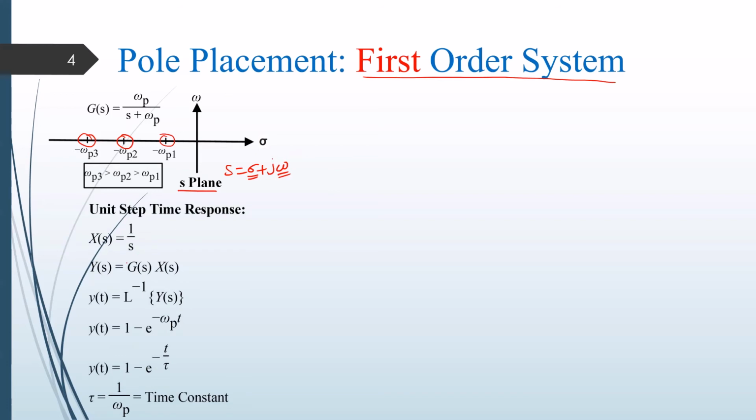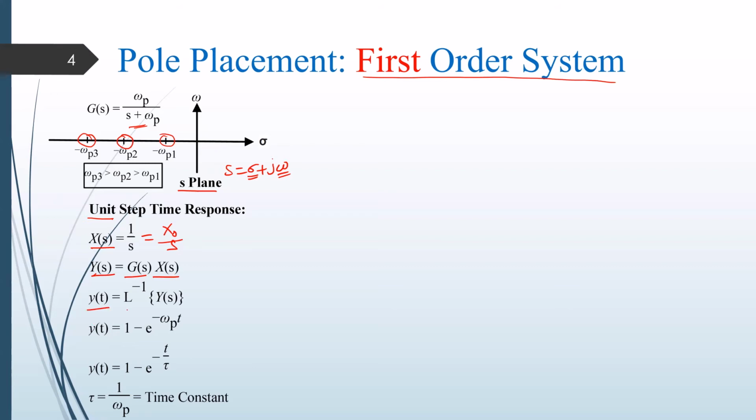Now let's see the step response of this first order system. The step response you can simply obtain by writing X of s as some constant over s. So here I have done the unit step. If it's not a unit step, it could be something like X naught over s, but X naught I have considered as 1 just for simplicity. And then of course Y of s is the product of G of s and X of s.